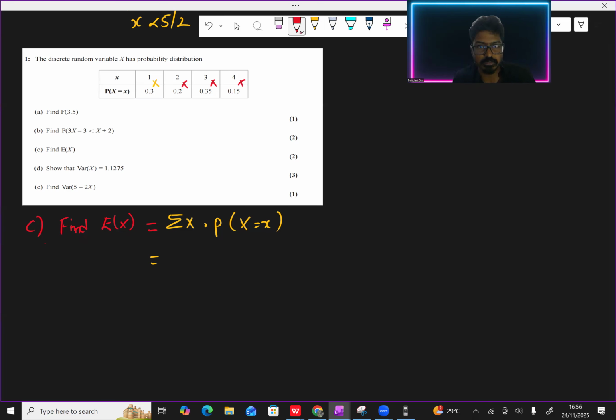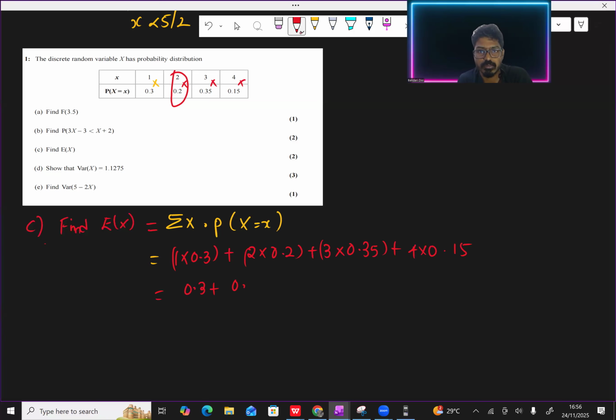So let's see the first one: 1 multiplied with 0.3, plus 2 multiplied with 0.2, plus 3 multiplied with 0.35, plus 4 multiplied with 0.15. So we need to calculate using the calculator. 1 multiplied with 0.3 is 0.3, and then 2 multiplied with 0.2 will be 0.4, right? And then 3 multiplied with 0.35, which I have already calculated, will be 1.05.